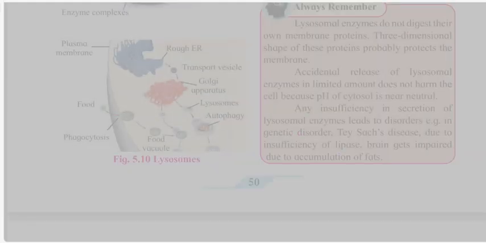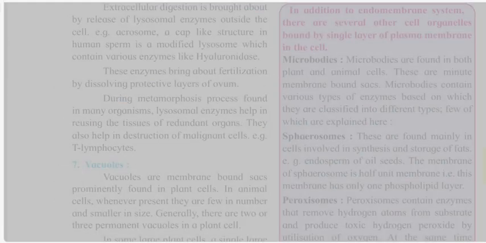Always remember, extracellular digestion is brought about by release of lysosomal enzymes outside the cell, e.g. the acrosome. A cap-like structure in human sperm is a modified lysosome which contains various enzymes like hyaluronidase. These enzymes bring about fertilization by dissolving protective layers of the ovum. During metamorphosis, a process found in many organisms, lysosomal enzymes help in reusing the tissues of redundant organs. They also help in destruction of malignant cells, e.g.